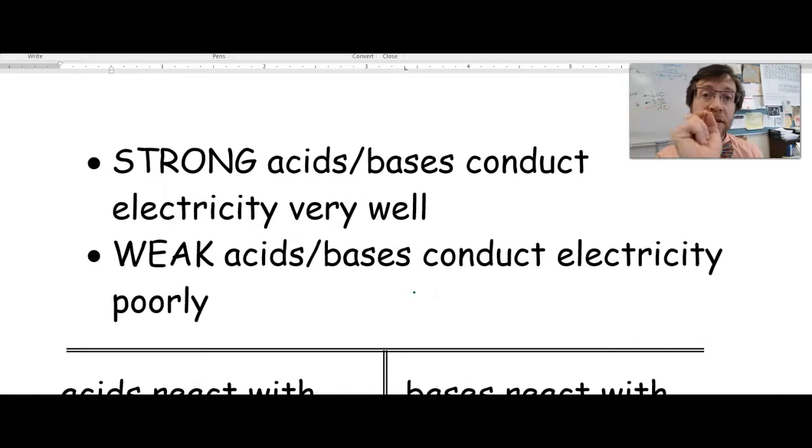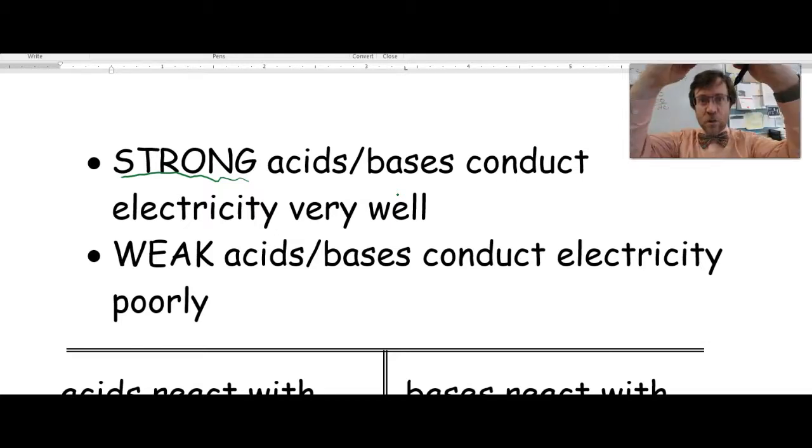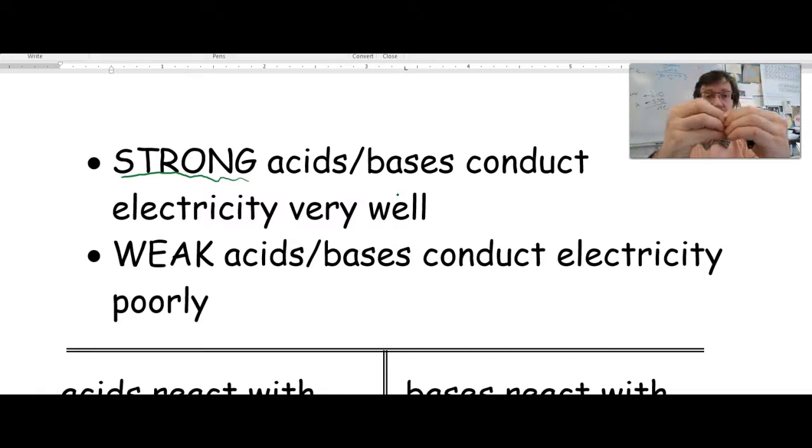We can also tell if an acid or a base is strong or weak based on how well it conducts electricity. Now, strong acids or bases are going to conduct electricity very well because they dissociate. They break apart completely and they never get back together. So when you put these substances into water, they dissolve and they're gone. You'll see this in the chemical reaction. Straight arrow, nothing coming back.